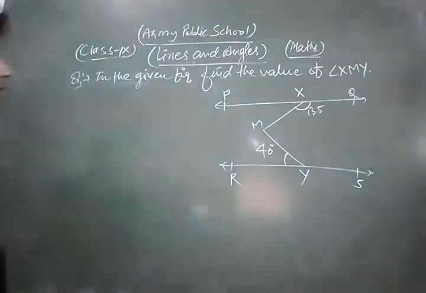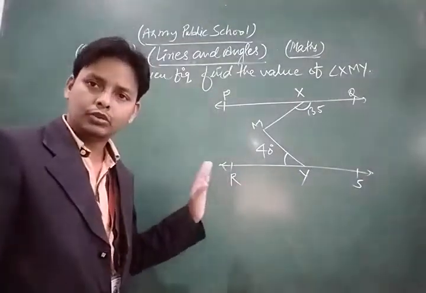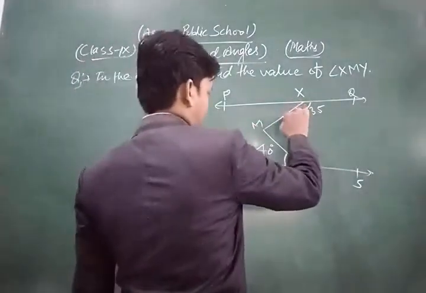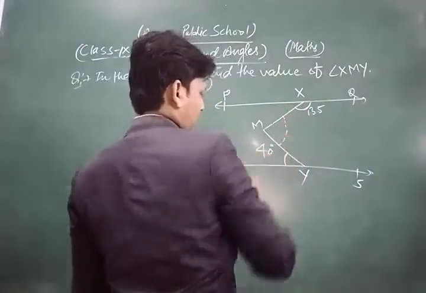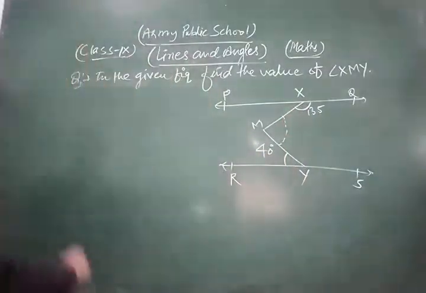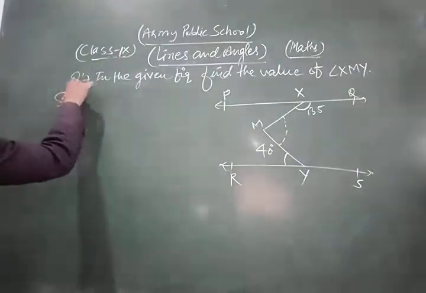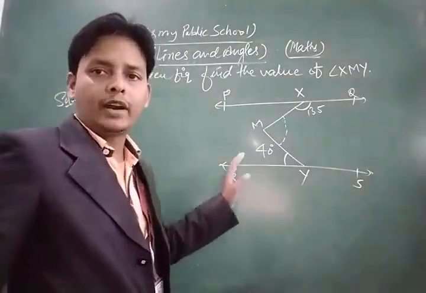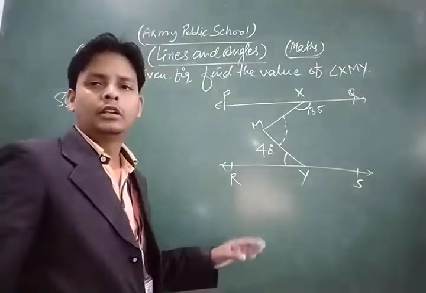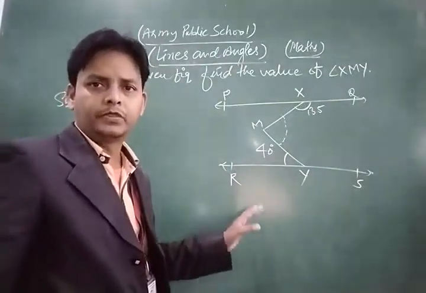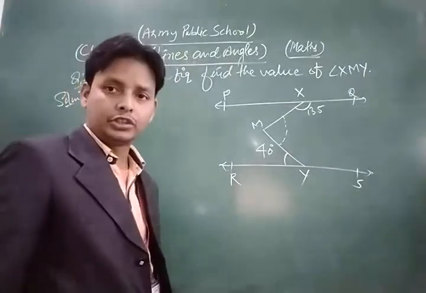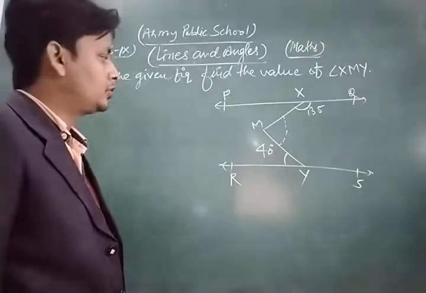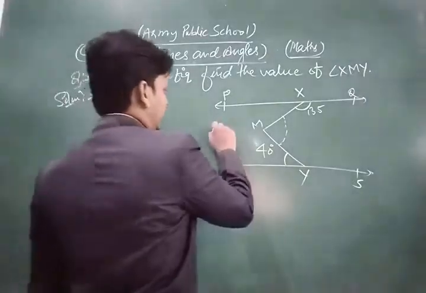Okay, this is the question again. For that question, we find the value of angles x and y. So now let's see its solution. Dear students, first of all, for finding the value of angle x and y, we have to do some construction here, and the construction is we draw a line through M which is parallel to PQ and RS respectively.